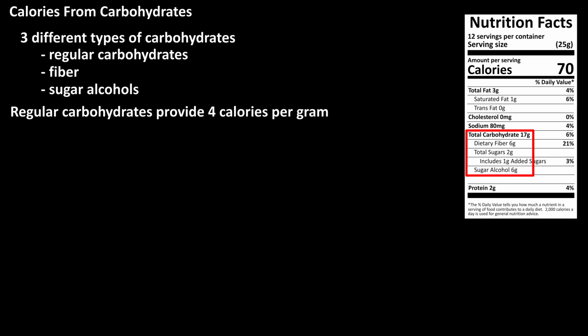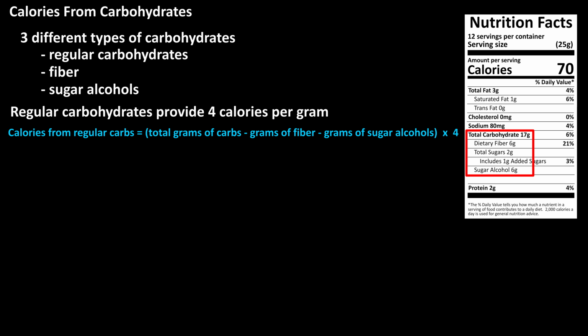Regular carbohydrates provide 4 calories per gram, so the formula to calculate the number of calories from regular carbohydrates is: calories from regular carbohydrates equals the quantity, total grams of carbohydrates, minus the grams of fiber, minus the grams of sugar alcohols, times 4. From our example nutrition label, we have 17 grams minus 6 grams minus 6 grams, which equals 5 grams. So 5 grams of regular carbohydrates. 5 grams of regular carbohydrates times 4 calories per gram equals 20 calories. So we have 20 calories from regular carbohydrates.